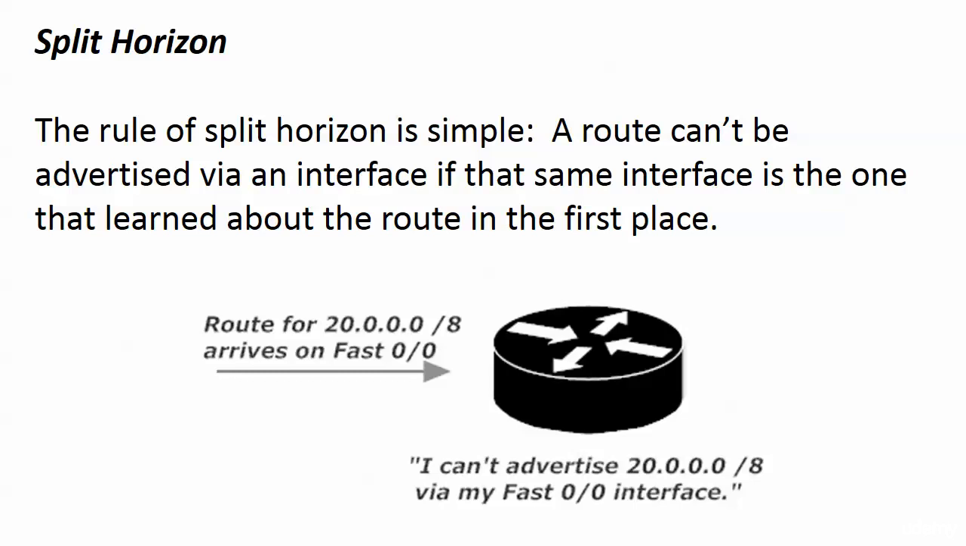Now, for those of you who are familiar with this from previous versions of the exam, years past, you want to watch this because split horizon is not enabled on serial interfaces that run Frame Relay. And for those of you that doesn't mean anything to you, it will later in this particular section. But that's one time split horizon is disabled by default. All other times it's going to be enabled.